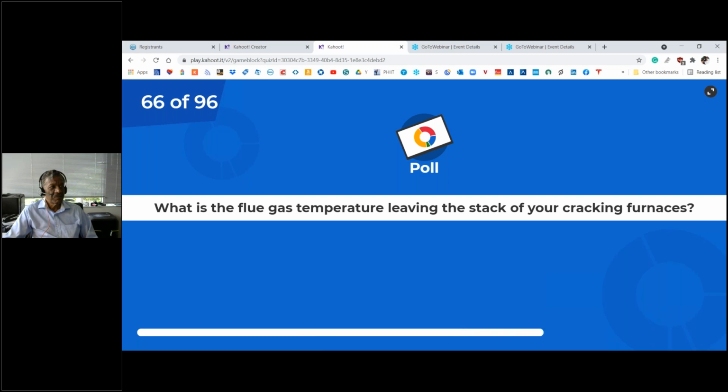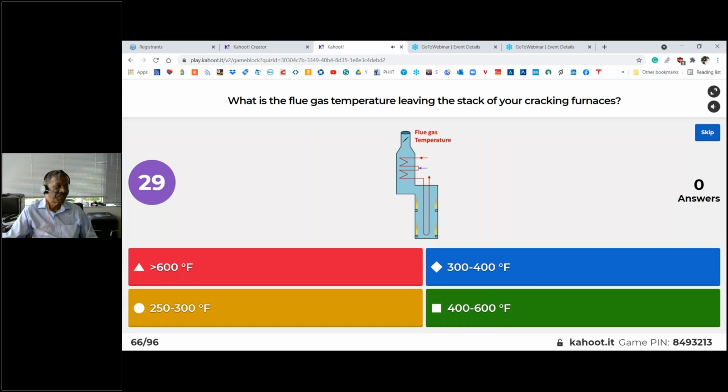So here I want to find out what is the flue gas temperature leaving the stack of your cracking furnace, leaving the convection section, or leaving the ID fan, or leaving the stack.